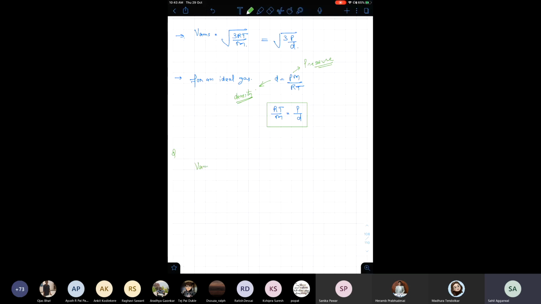VRMS velocity is directly proportional to the square root of pressure. Increases with increase in pressure. True or false?